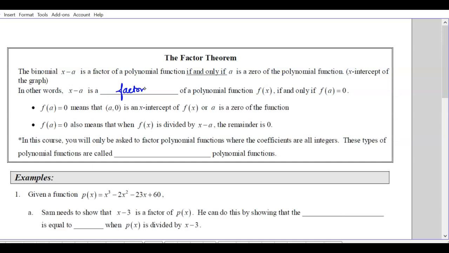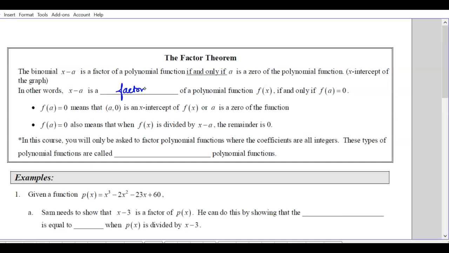So if we know that f of a equals 0, that means the point (a, 0) is the coordinates of the x-intercept. Or you can say a is the 0 of the function. It also means that when you're dividing f of x by x minus a, the remainder is 0. So it is a factor.